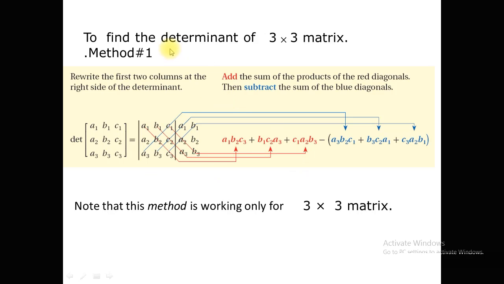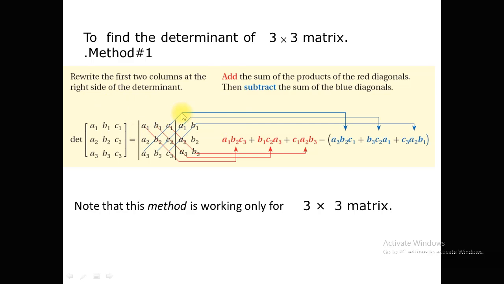Now dear students, how do we find the determinant of a 3 by 3 matrix, 4 by 4 matrix, 5 by 5 matrix? For a 3 by 3 matrix we have a method. This is the method for a 3 by 3 matrix.